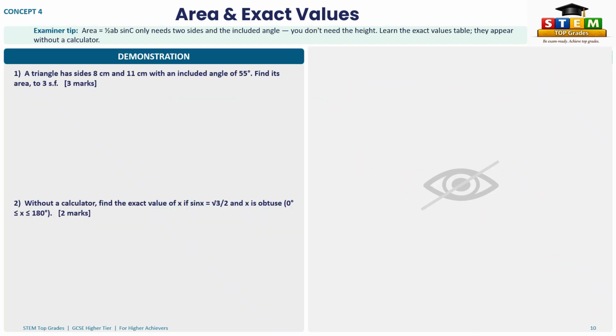And lastly, we are looking at concept 4, where we're going to be working out area and exact values. For exact values, I am going to explain a few things here. What we mean by exact values is for special angles.